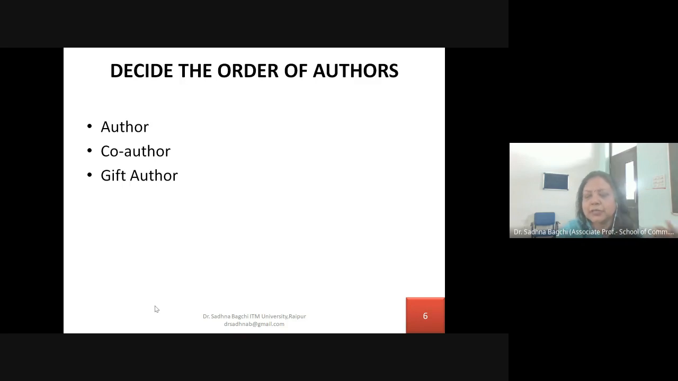Decide the order now. Order of the authors, because if you are writing a paper, basically you are an author. Basically, as a research scholar, you are the author, and your guide will be the co-author. Gift authors are those persons who are not contributing in the writing part, but contribute a monetary benefit, because if you are going for publication, and publication fees are involved, then the gift author contributes in that part only. So if more co-authors are in the paper, your order may be author, co-author 1, co-author 2, and then gift author. The gift author is always the last person in the order.